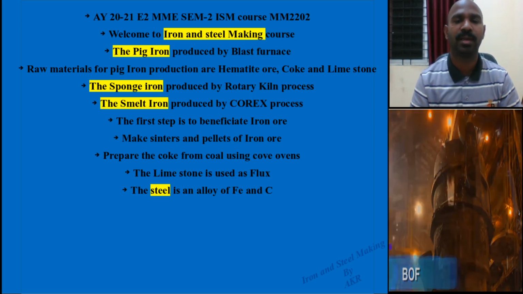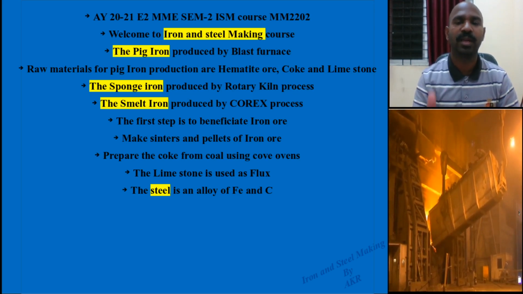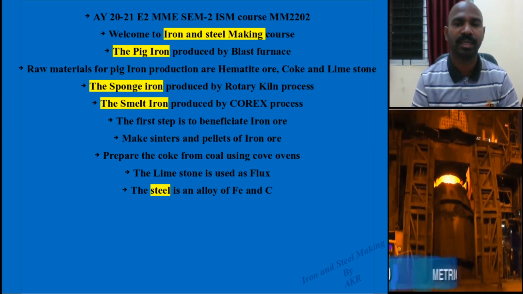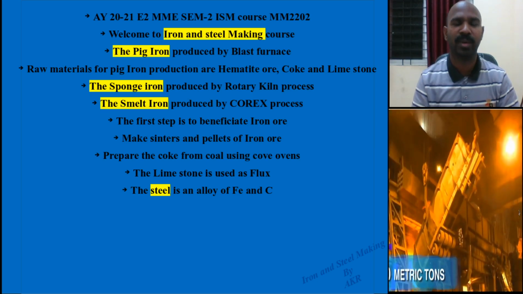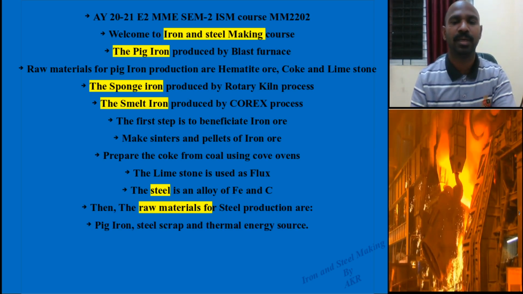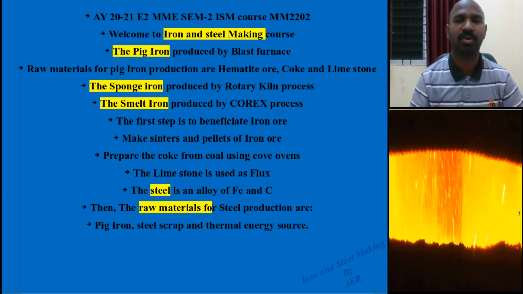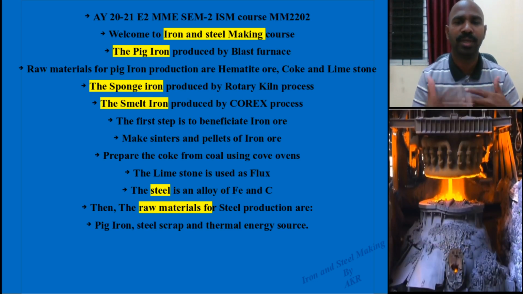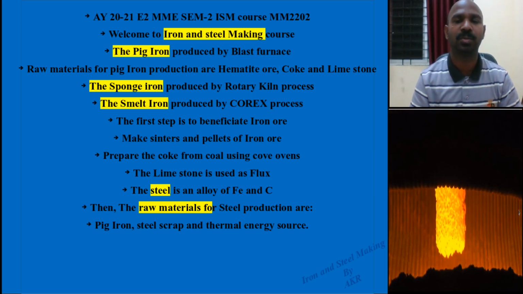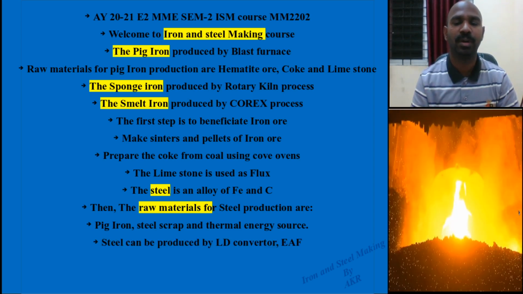And that is the part on iron. Since it is an iron and steel making combined course, now let me give a few points about steel. Steel is an alloy of iron and carbon, and the raw materials for steel are pig iron in the liquid state, for example for the LD converter steel making process, Linz and Donawitz process, and steel scrap and thermal energy source are the raw materials for producing the steel.